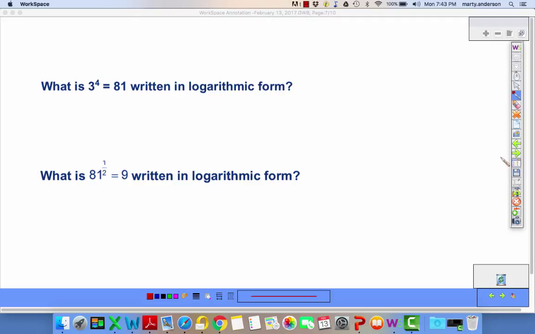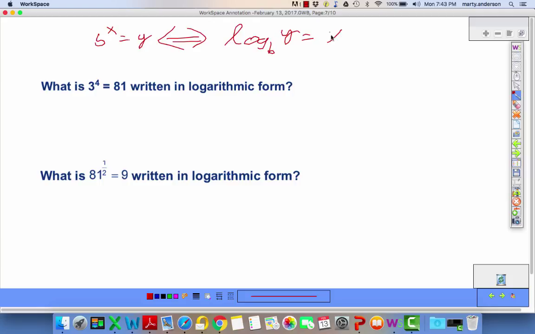Write the next one. 3 to the 4th equals 81. A log is equal to an exponent. Do I have an exponent? I do. It's number 4. What is the base? The base is 3. The base is something that's being raised to a power. So you could always do this: b to the x equals y. And how do we change these forward and back? Log base b of y equals x. x is the exponent. Log base 3 of 81 equals 4. 3 to the 4th equals 81.